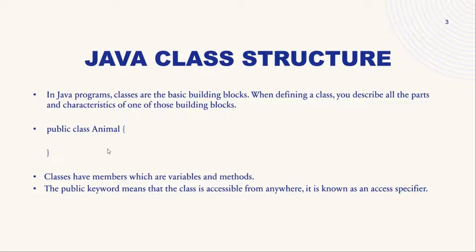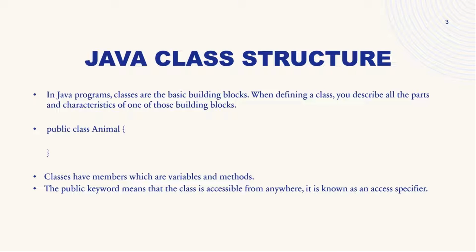Now if you see a particular example of a class, public class animal, we use the class keyword along with the class name, and then it is enclosed within a pair of curly braces right here. Don't worry about this public keyword over here. It just means that this class is accessible from anywhere. This is actually an access specifier. We're going to learn about access specifiers in detail later on in this course series.